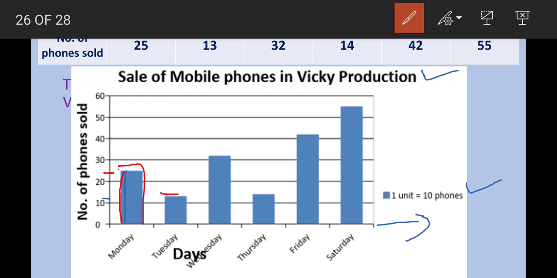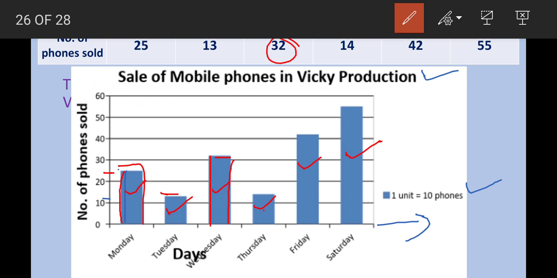Clear? Next, mobiles sold on Wednesday, it is 32. Clear? So it is just above the line 30. And we have to make the bars so that the gap between each bar is equal. Okay, first bar, second bar, the spacing between each bar is equal. Clear? Each bar should be of the same width. Next, Thursday it is 14, Friday it is 42, and on Saturday it is 55.